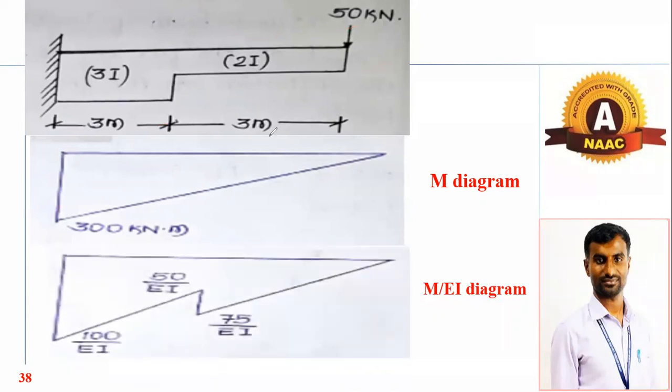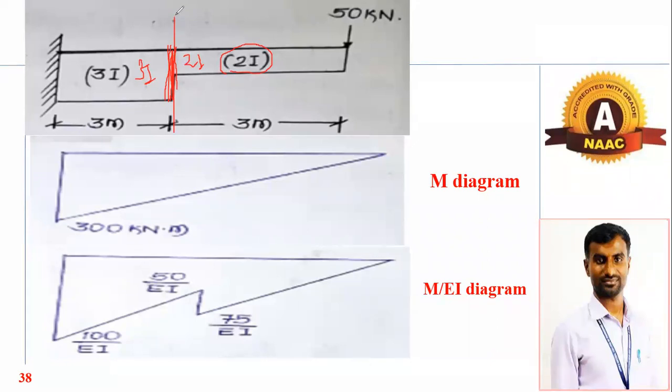The nature of the M by EI diagram will vary at a junction where there is a change in cross section. Here, there is a change in cross section. Towards the left it is 3I, towards the right it is twice of I. At this particular junction there will be two bending moments, because there are two cross sections. Now what will we do? First we will find out the bending moment due to twice of I. Bending moment will be the same at this particular point.